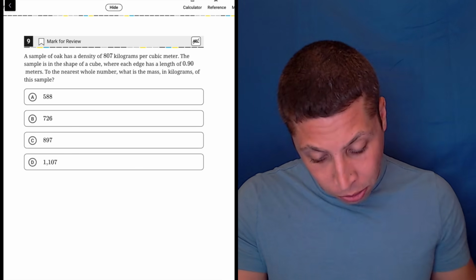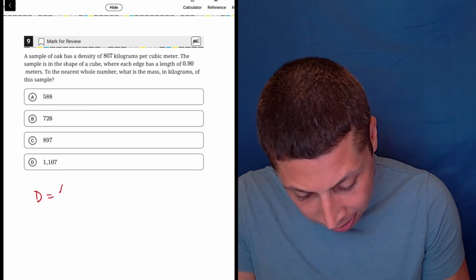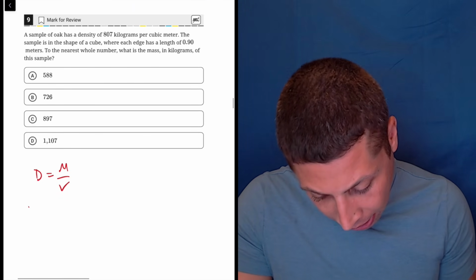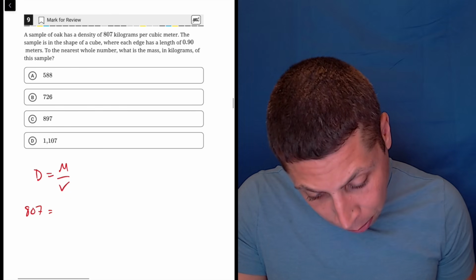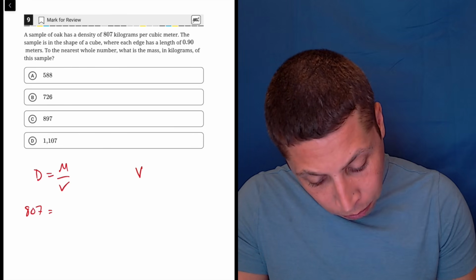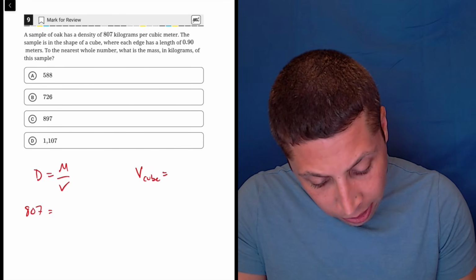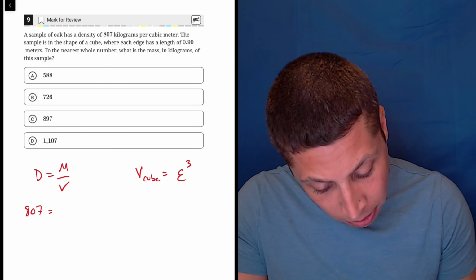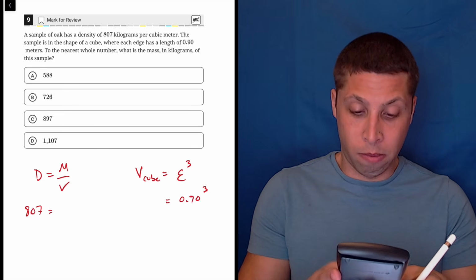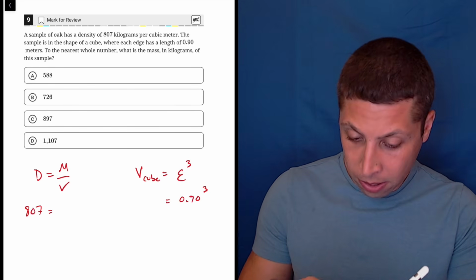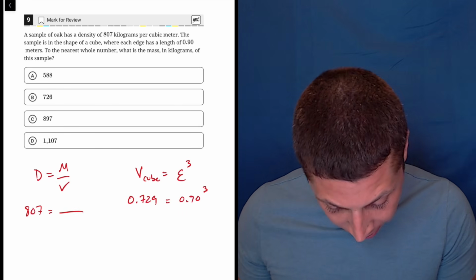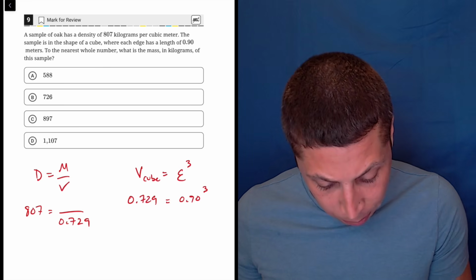Oh boy, okay. So you probably need to memorize this formula. Density is equal to mass over volume. A sample of oak has a density of 807 kilograms per cubic meter. The sample is in the shape of a cube where each edge has a length of 0.9. So the volume of a cube is the edge cubed. So that's 0.9 cubed. On the calculator, 0.9 to the third is 0.729. So that's my volume.